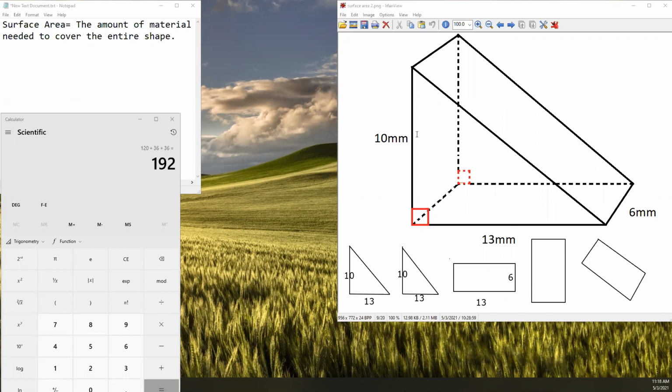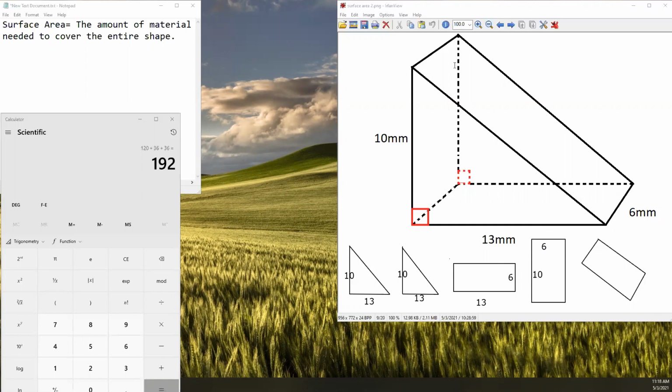Then this back rectangle is going to be 10 by what? Well, the distance from here to here is 6. So the distance from here to here is also 6. It's a rectangle, right? So opposite sides are equal. So this is 10 by 6.